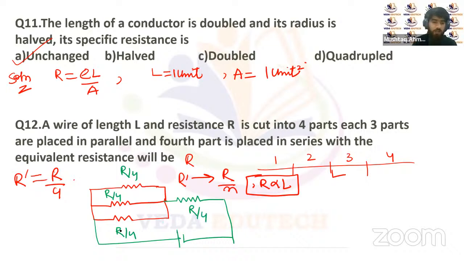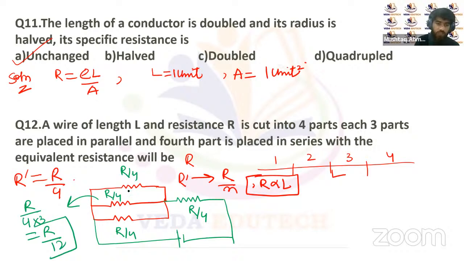Now you can see here the 3 parts are parallel to each other, so their equivalent resistance will be R upon 4 upon 3, which is R upon 12. So this will be the equivalent resistance of these 3 parts.